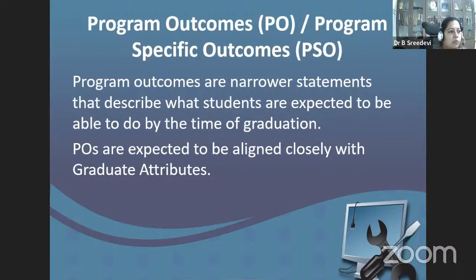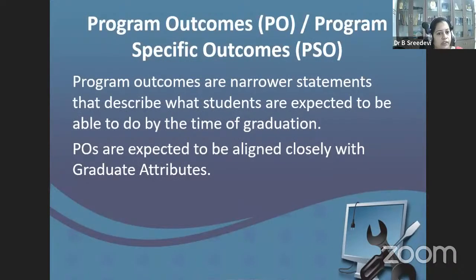Say I have signed an MOU with Dell EMC, which is a big data company. So one of my PSOs is to excel in the field of data science. This is what I expect in PSO statements. Program outcomes are narrower statements that describe what students are expected to be able to do at the time of graduation. POs are expected to be aligned closely with the graduate attributes.